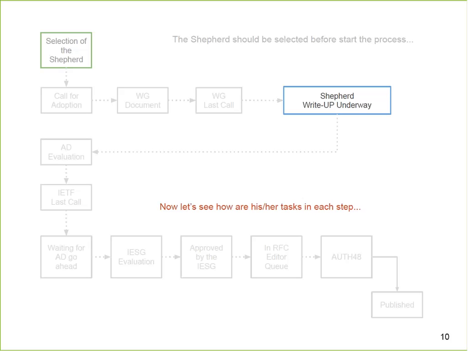Yeah, I'm really not sure of the value of selecting the shepherd that early. I certainly agree that before last call is a good time to have the shepherd, but for a call for adoption, I'm not sure what value it really brings. And someone you might choose as a shepherd then may not be the same person you choose to be shepherd right before last call.